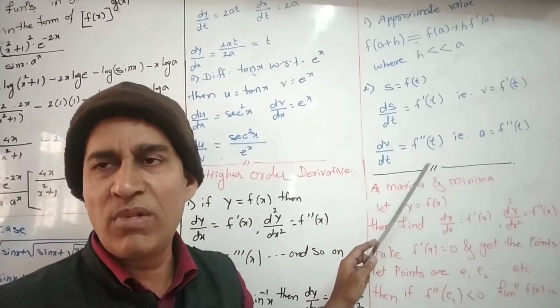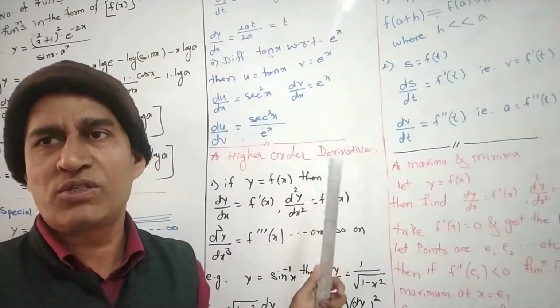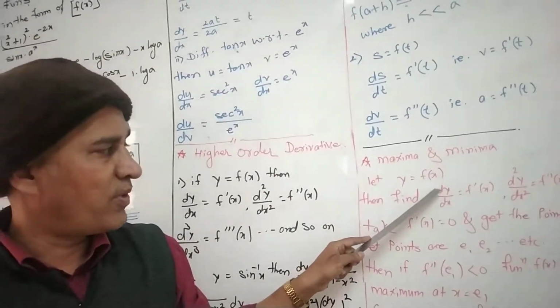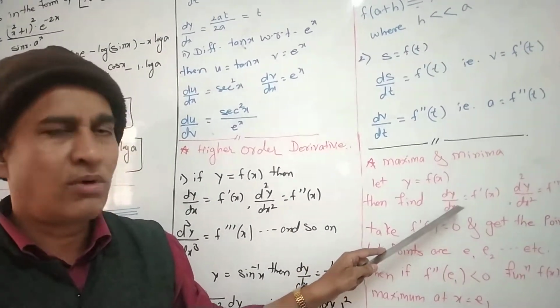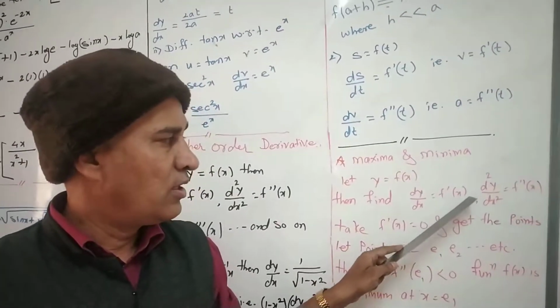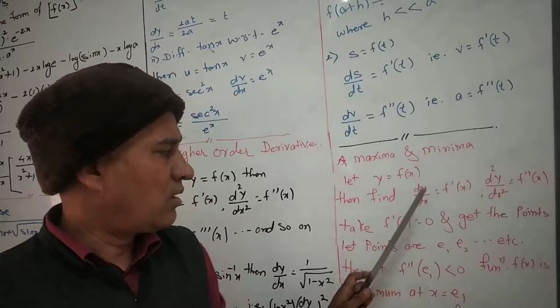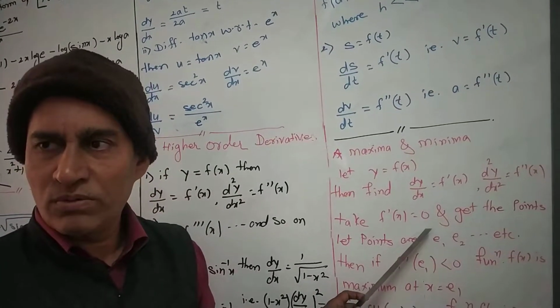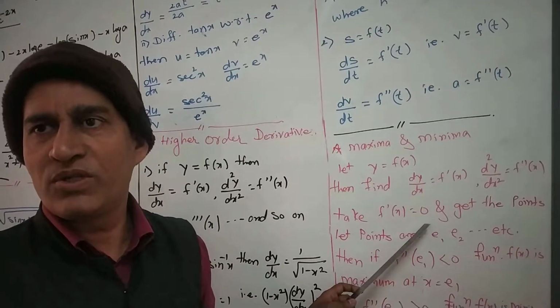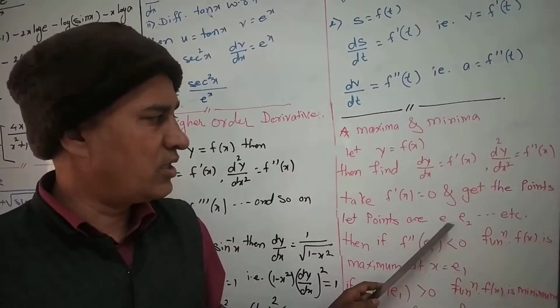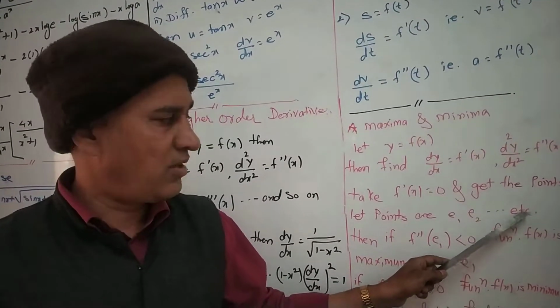Now we are coming to maximum and minimum. How can we find the maximum and minimum value of a function? Let the given function be y equal to f of x. Then we find dy by dx, that is f dash x, and d square y by dx square equal to f second dash x. Now take f dash x equal to 0; it is the procedure for finding the maximum and minimum value. Then get the points, let the points be e1, e2, and so on.